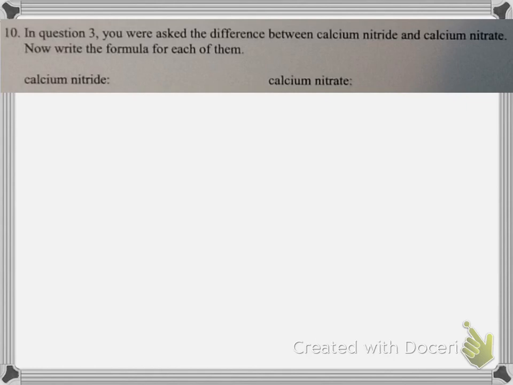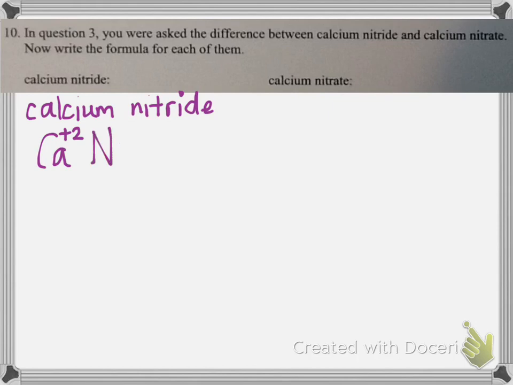Number 10. In question 3, you were asked the difference between calcium nitride and calcium nitrate. Now write the formula for each of them. So calcium nitride. Calcium is Ca. It can either lose 2 or gain 6. It's going to lose 2. Nitride is nitrogen. An IDE ending means you look on the periodic table, so that's nitrogen. It is in group 5A, so it can lose 5 or gain 3. It's going to gain 3. I'm going to crisscross down. And so I have Ca3N2.